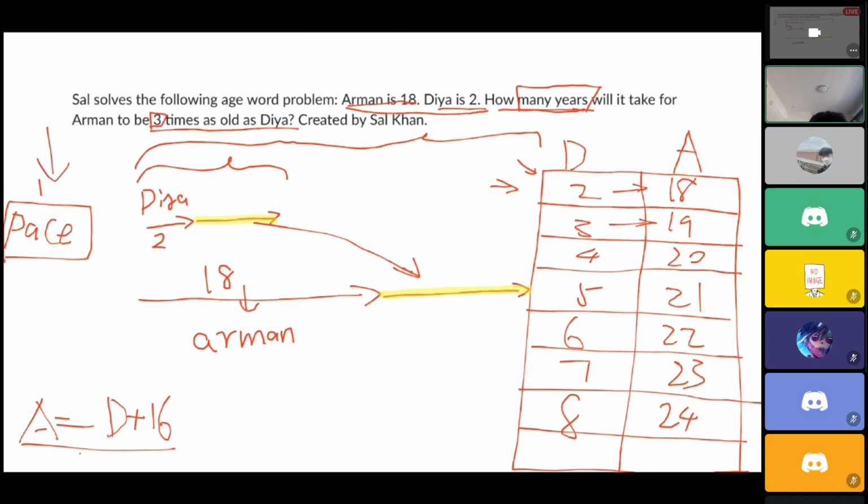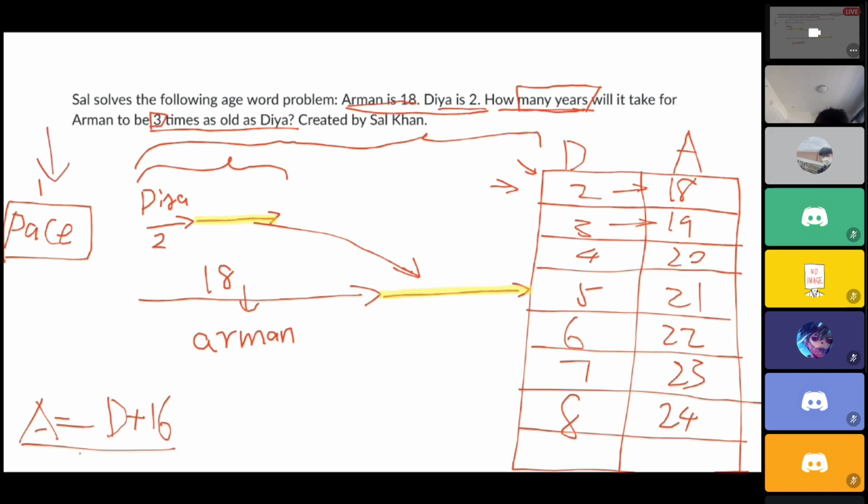So that's also a very important thing to focus on: the pace. So it's 2, 18, 3, 19. The pace remains constant, which means everyone is getting older at the same pace. It might look different in appearance, like someone looks really old, someone looks really young. But when you really calculate the age, the difference stays the same.